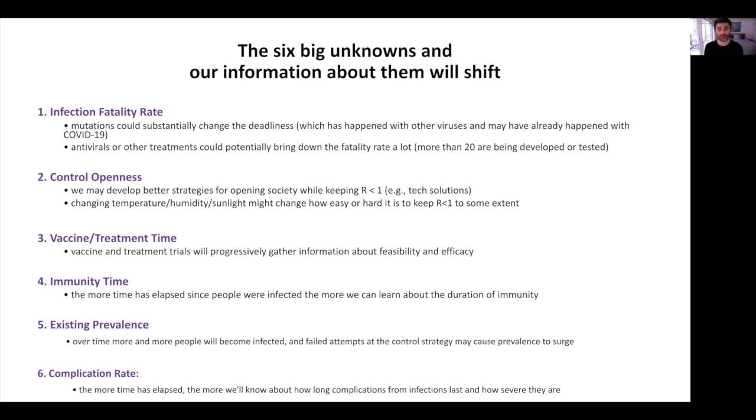Also, changes in the environment might change our ability to use control openness, because as temperature, humidity, and sunlight alter across seasons, it's going to make it somewhat easier or somewhat harder to keep R less than 1. It may not have a dramatic effect, but it might affect it somewhat. Then there's the vaccine treatment time, about which we're going to get more and more information as different vaccines are tested and go through different phases of trials.